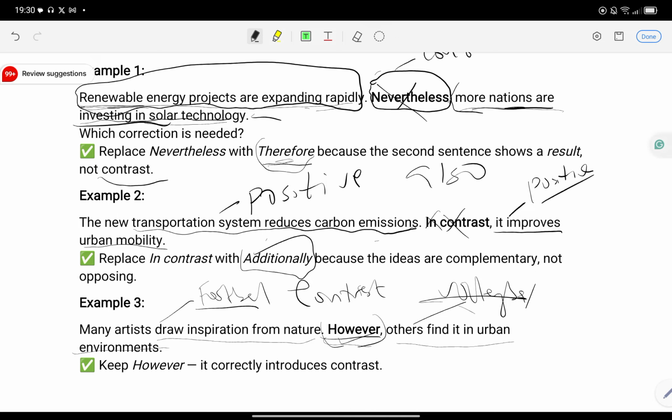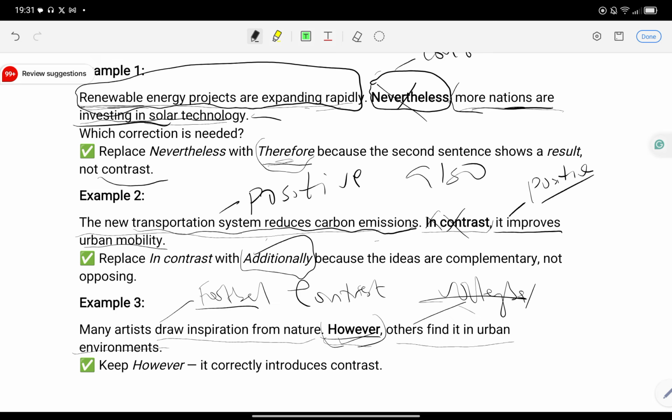Example 2. "The new transportation system reduces carbon emissions. In contrast, it improves urban mobility." This is strange. This is an advantage. The first sentence is an advantage, that the new transportation system is reducing carbon emissions. The next sentence says it also improves urban mobility. That's another advantage. So how can it be in contrast?